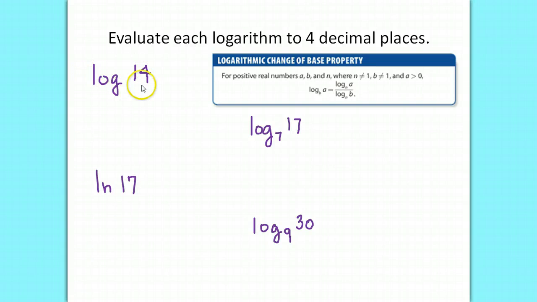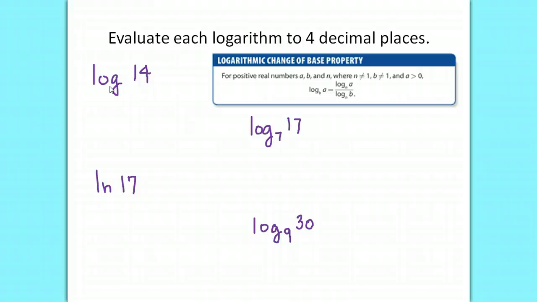Okay, so the first one we'll do is log base 14. Now for this, you're going to want a calculator. You don't have to have a graphing calculator. A scientific calculator will do, but you should see a log button on your calculator. And that'll make these go a lot faster because calculating logarithms by hand is not very fun. It would take a really, really long time.